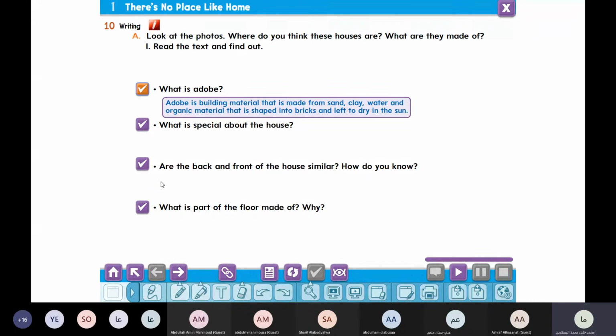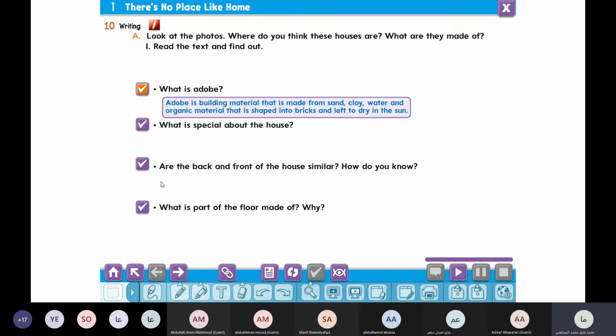Adobe is building material that is made from sand, clay, water, and organic material that is shaped into bricks and left to dry in the sun. Good. So Adobe is building material. Let us say the traditional houses were built of Adobe material: the sand, the clay, water, and we have organic materials also, all of them shaped into bricks and left to dry in the sun.